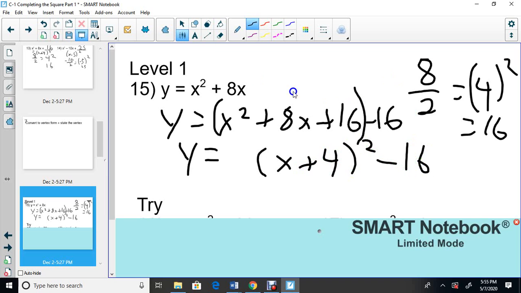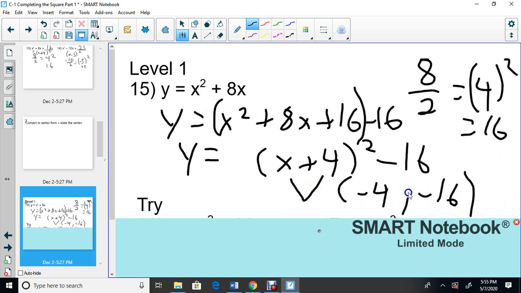So we took this part and we turned it into this. We took half of that, we got 4, the square root of the 16. The sign of the middle term stays. Now from here, we can write our vertex. The vertex is negative 4 comma negative 16. So that's the vertex of this parabola. And the step pattern is 1.